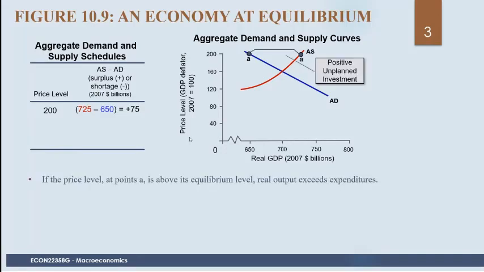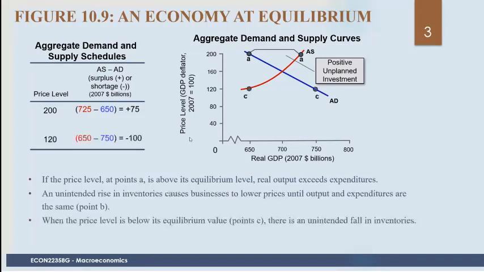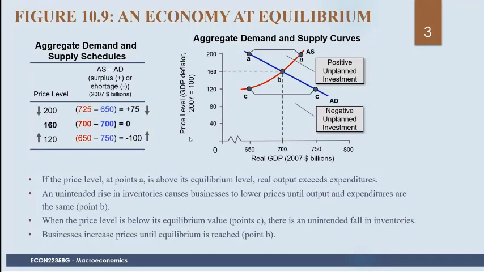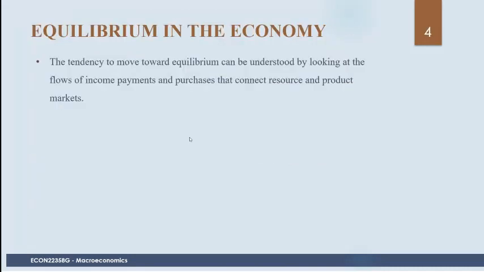So real output would exceed expenditure. So what people would want to buy would be less than what the firms are producing. And so there's going to be a tendency for the price level to fall. When the price level is below the equilibrium, say at 120, we would have negative unplanned investment, and we would expect the price level to increase. And so the only point where all the markets clear in the economy is at a price level of 160. So again, an equilibrium is just where there's no tendency to move.